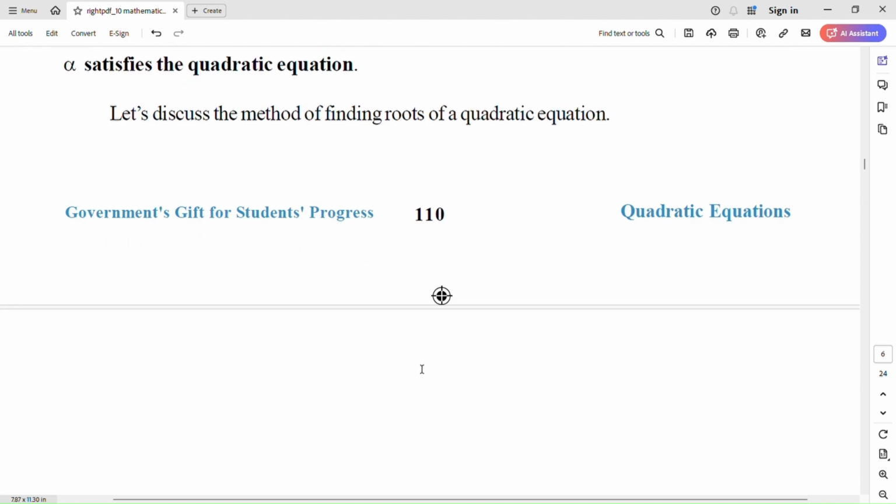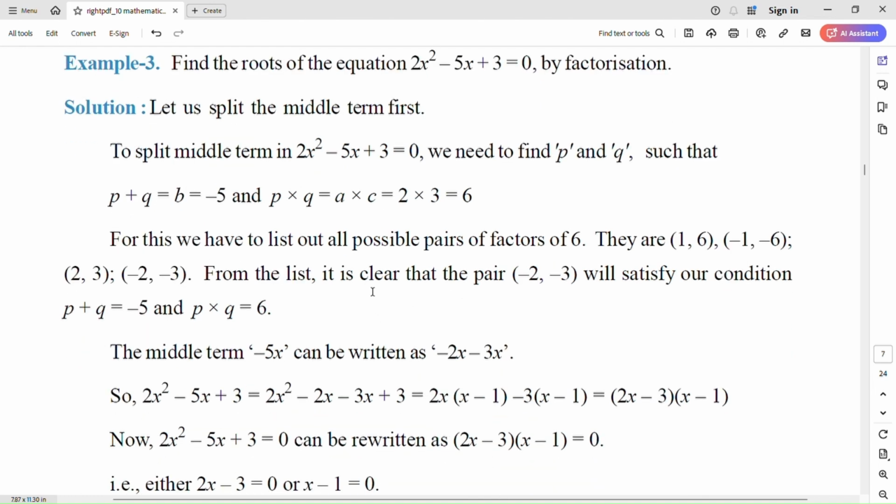So let's see how to find these roots by factorization method. There is the equation given here. We need to find the roots of this equation by factorization method. So we need to split the middle term, that is minus 5 here, into two terms basically. We know from the polynomials that if p and q are the zeros, then p plus q equal to b, right?